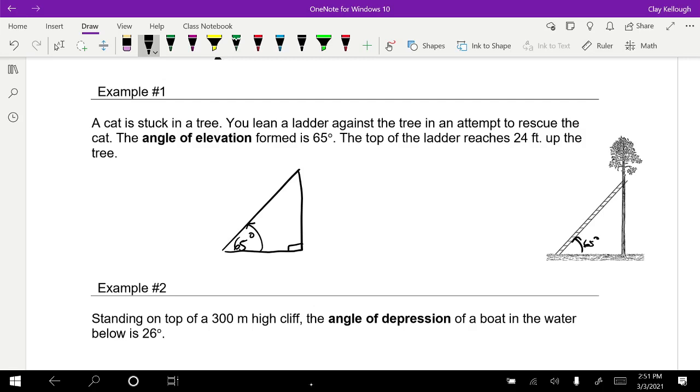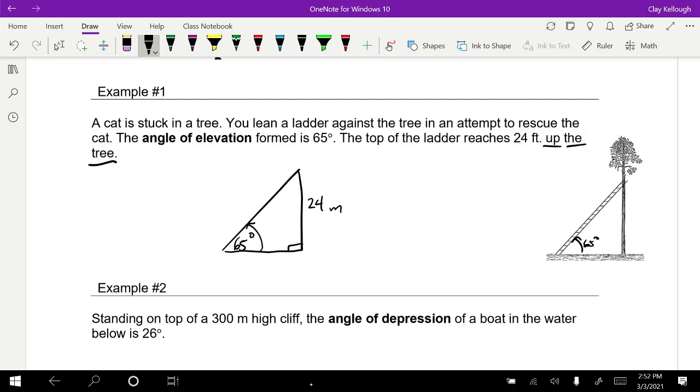And what else can we put on this picture? The top of the ladder reaches 24 feet up the tree. So which of the lines I drew gets the 24? This one. Right? It reaches 24 up the tree. The ladder itself is not 24. The ladder would be considerably longer than 24.